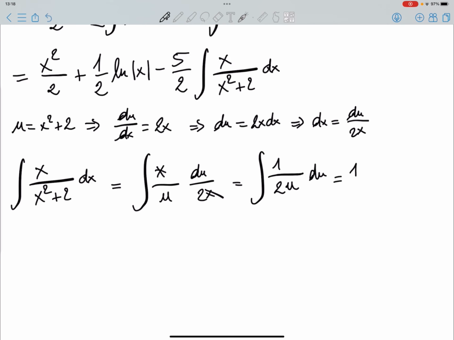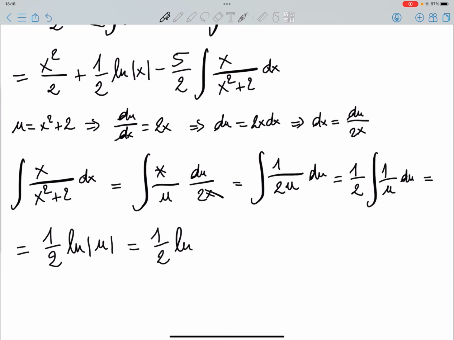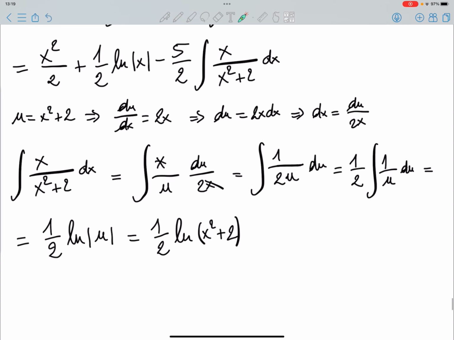Now this is equal to 1/2 integration of 1 over u du, and this is equal to 1/2 ln of u, right? And we said that u was equal to x squared plus 2, so this is equal to 1/2 natural log of x squared plus 2. We didn't put the absolute value because we know that x squared plus 2 is always going to be positive, right?